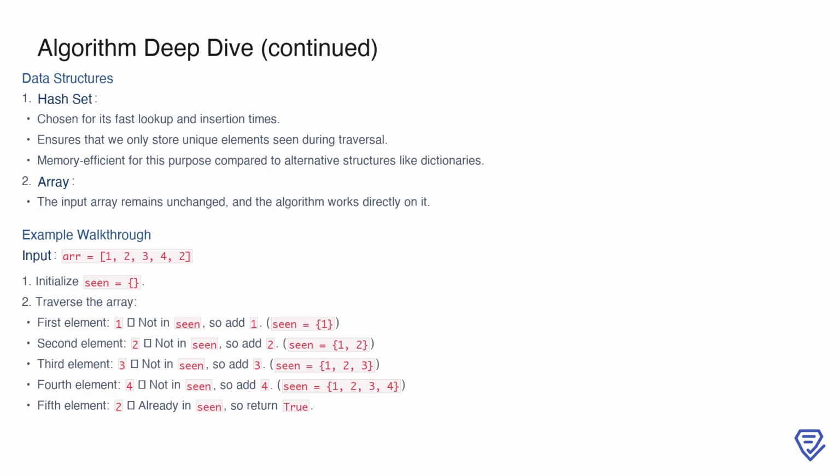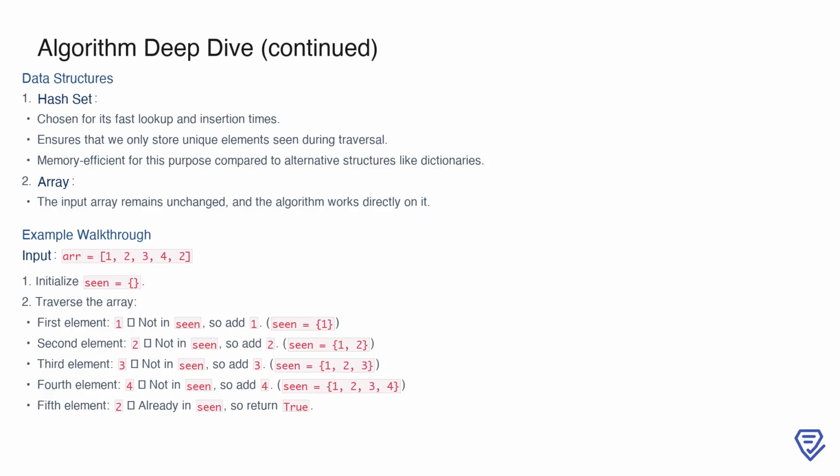The input array itself remains unchanged throughout the process, as the algorithm operates directly on it. To illustrate, consider the example array 1, 2, 3, 4, 2. We initialize an empty hash set. As we iterate, we first encounter the number 1, which isn't in the set, so we add it.